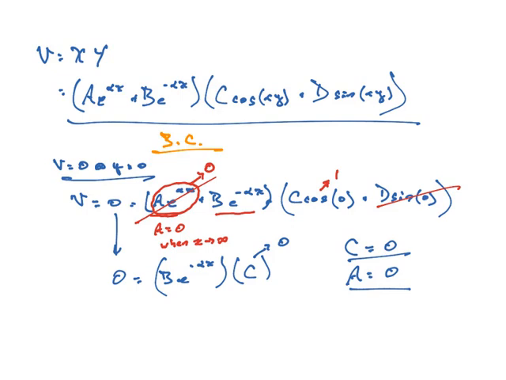All right, so now what do we have? V. Well, we still have b e to the minus alpha x times d sine alpha y. That's what our potential is now, because the other two terms we've found out must be zero due to the boundary conditions.